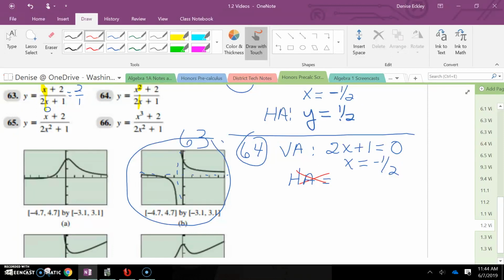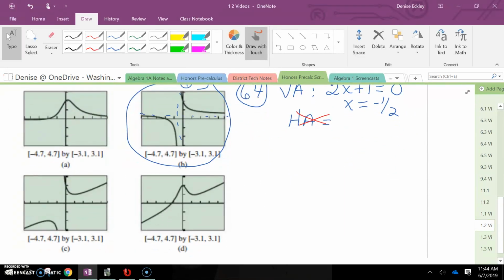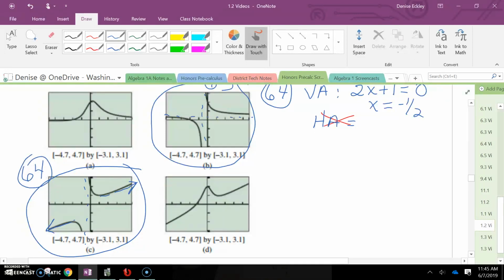So I'm looking for a graph that does have a vertical break at negative 1/2, but seems to increase or decrease at very large and very small y values. The one that does that is going to be this one, right here. It has the break we're looking for. The other two do not have breaks, but you can see there is no horizontal asymptote. This part of the graph is going to keep increasing, and this part of the graph is going to keep decreasing. So that's 64.